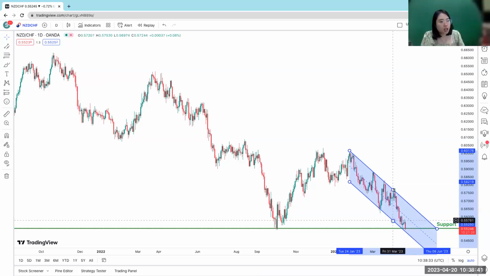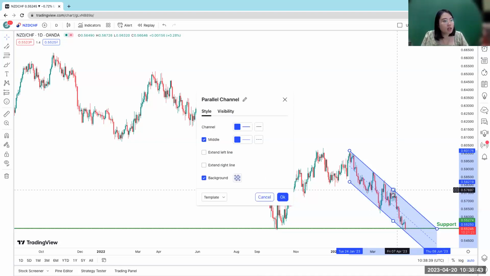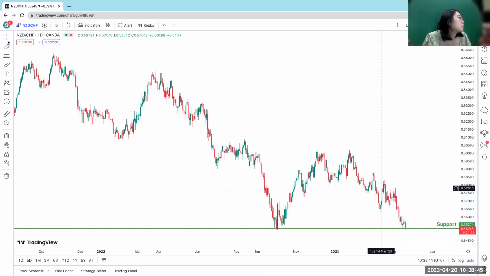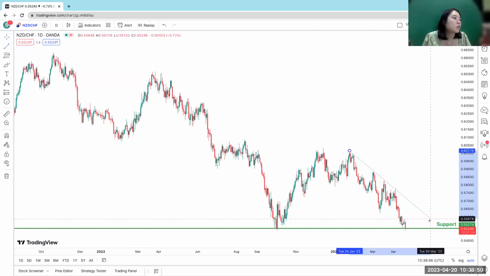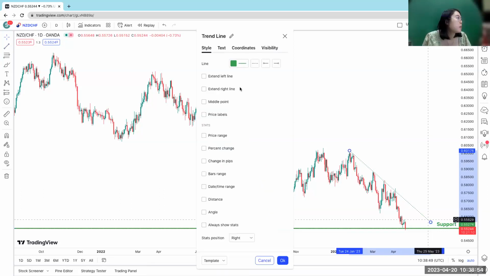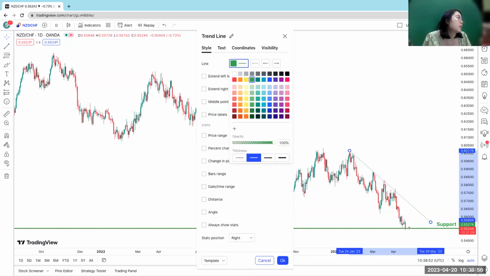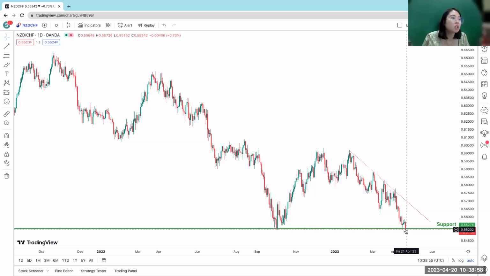I'm not going to use this channel because, again, it's not moving. It's not referencing very well. Okay, I'm going to use this descending trend line instead. Price is definitely moving in a downtrend. The question is, will it bounce here or is it going to continue going down? This is where we decide whether we want to enter for a buy or a sell.